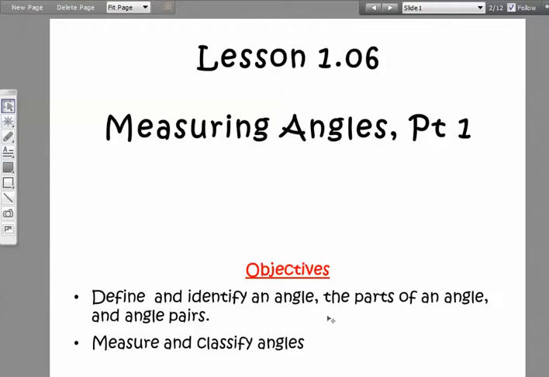Alright, we're into week 2 and starting off with lesson 1.06, Measuring Angles, part 1. Our objectives in this lesson are to define and identify an angle, the parts of an angle, and angle pairs, and to measure and classify angles. Hopefully a lot of this is review for you.